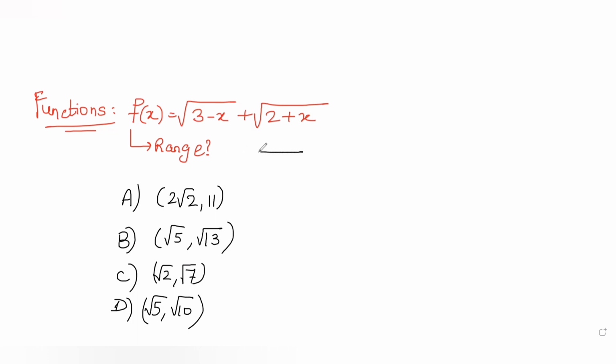Now, when they have asked us to find the range of the function, basically we need to find the minimum value of the function f of x as well as the maximum value of f of x. So if I use the idea of minima or maxima, let's say y is the function f of x, root of 3 minus x plus root of 2 plus x. The first thing we do is differentiate this entire function with respect to x.